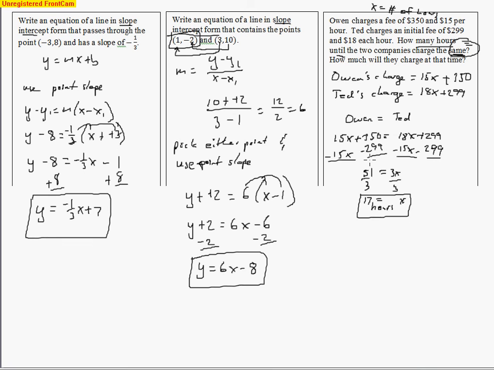But then they want us to find out what that charge is. So to find out the charge, either one is going to give us the same answer, so it doesn't matter which one you substitute into. I'm going to use 15x plus 350. I'm going to substitute the 17 in for x. So I do that work. 15 times 17 gives me 255. And then I've got to also add on that 350. So now I add those two numbers, and that gives me $605 is the charge after the 17 hours.